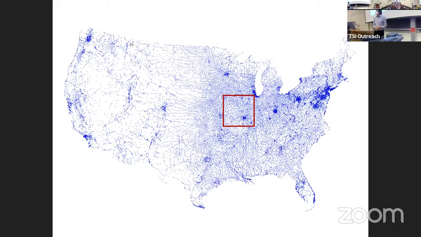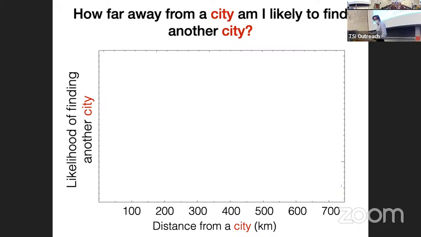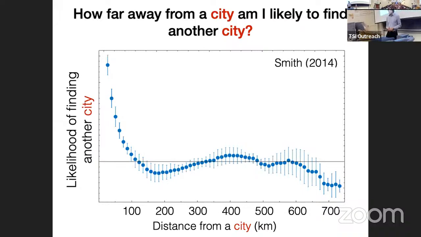Anyway, we can go back to cities. Here's a digitized satellite photo of the US, okay? And we can ask exactly the same question. If I'm in a city, how far away from the city center am I likely to find another city? And the really interesting thing is that if you do make the exact same plot, you pretty much get exactly the same shape, okay?